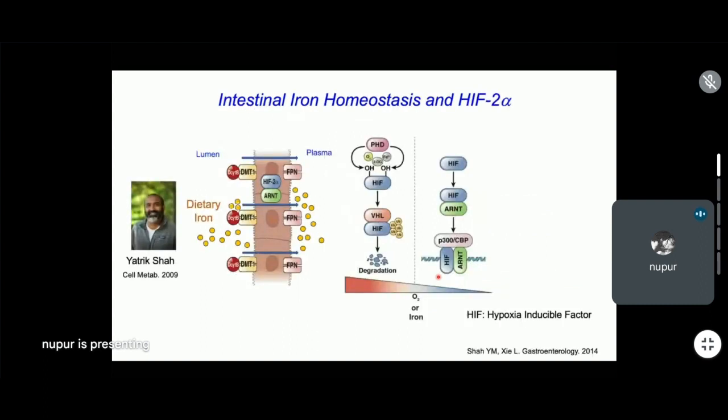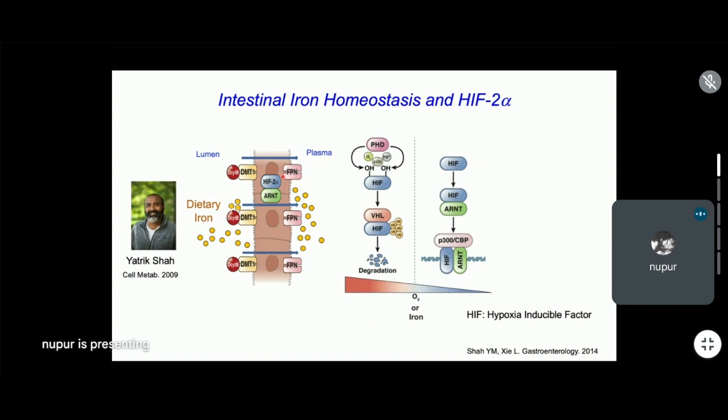Let's look closely at the regulation of intestinal iron homeostasis. So I know that the intestine is the port of iron entry. I just want to highlight my current mentor Yatrik Shah. He published a seminal publication in 2009. He actually identified this whole pathway involving HIFs, or hypoxia inducible factors. At the beginning of the talk, I was mentioning that iron and oxygen are very intimately connected, and both iron and oxygen metabolism are regulated by HIFs.